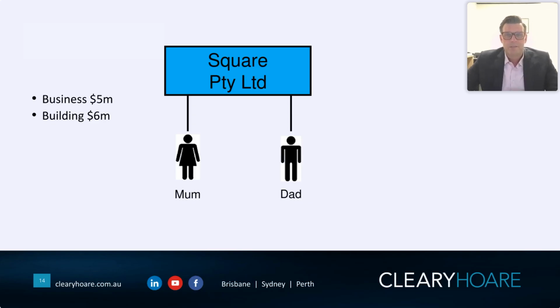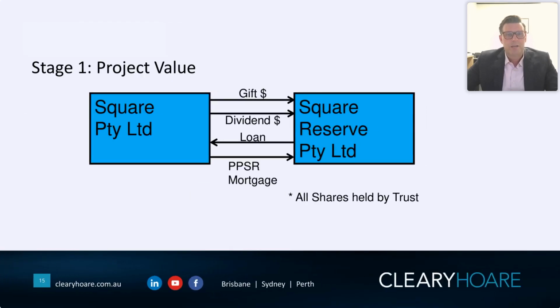And yes, there is. Our first step would be really to protect the value. In order to do this, we would set up a new company, which in this case we've called Square Reserve. All of the shares of that are held by a trust for asset protection reasons. We would then enter into a transaction where Square would make a gift of effectively the value of the business and the equity in the building to Square Reserve.